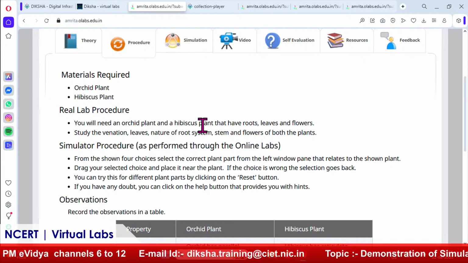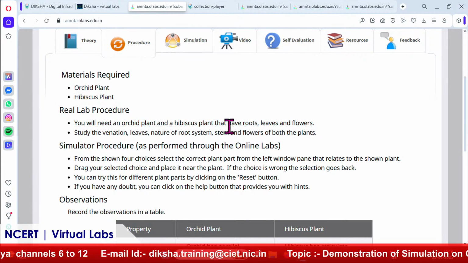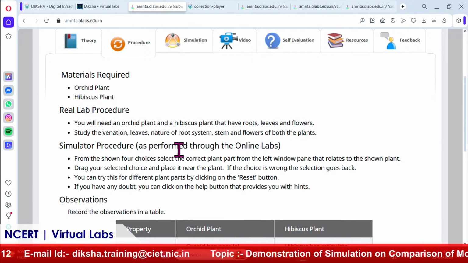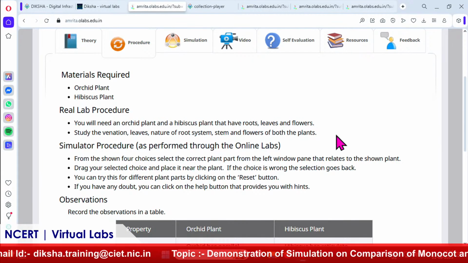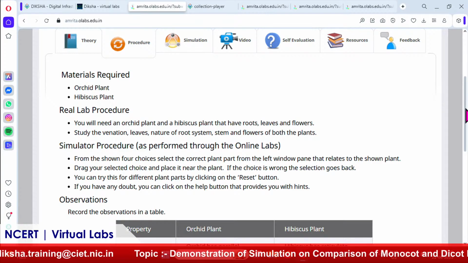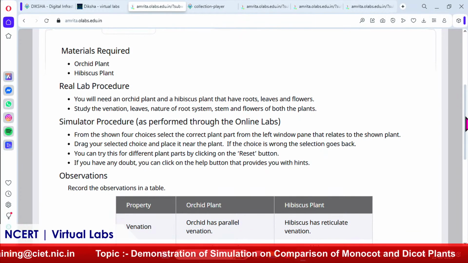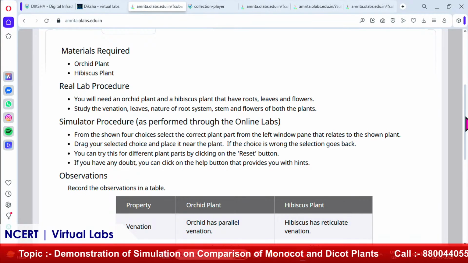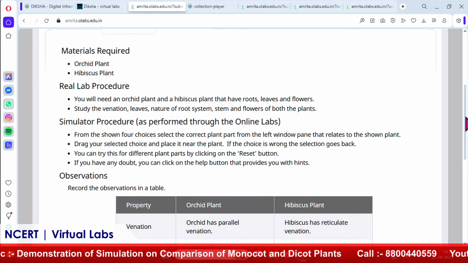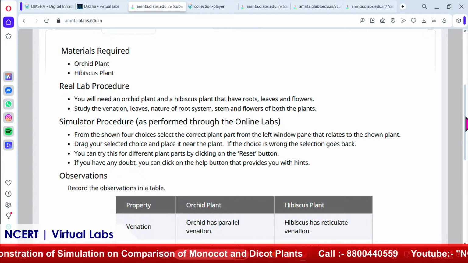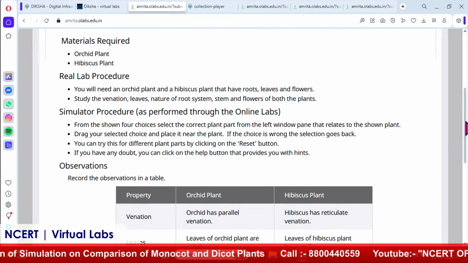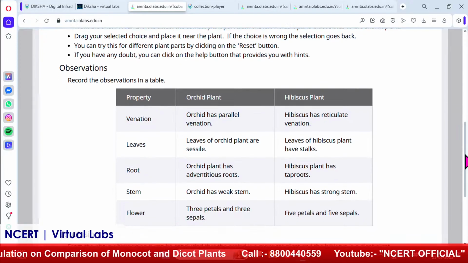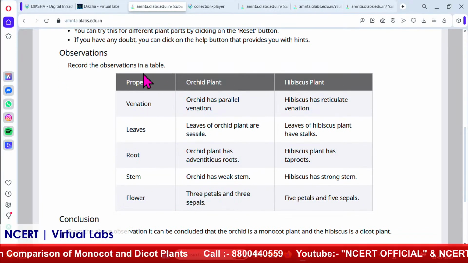and dicot, and you have to observe all the features which we have just now discussed in theory and compare them. Then in case of simulator, which we are going to talk about here, multiple plants and their features will be shown, and we have to match them up as per the other features. So you will understand it better when I'll show you how simulation can be performed. Before that, here we have an observation table.